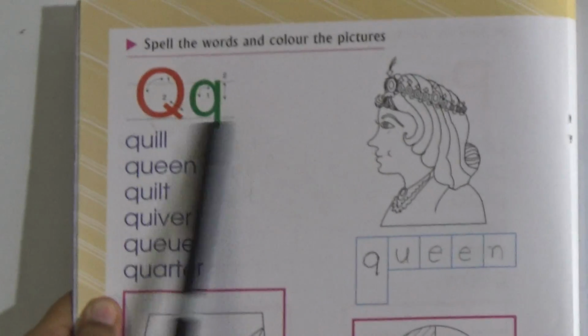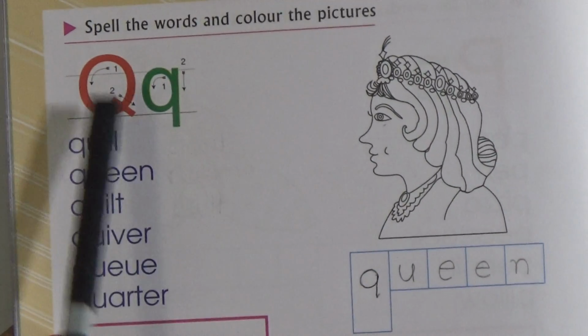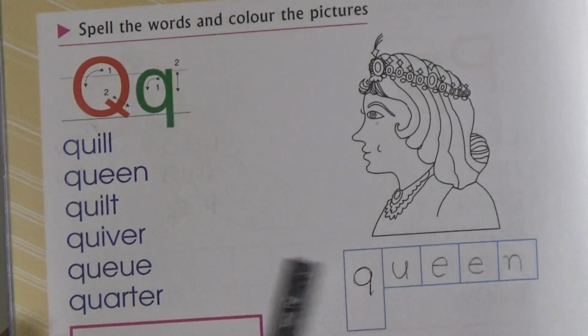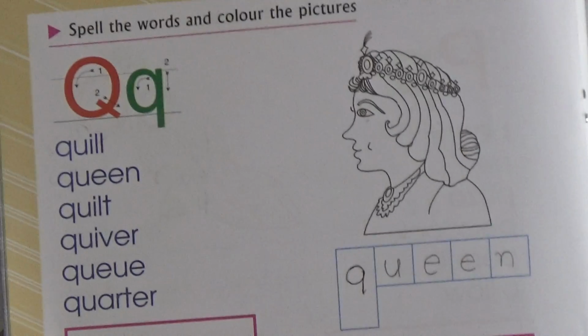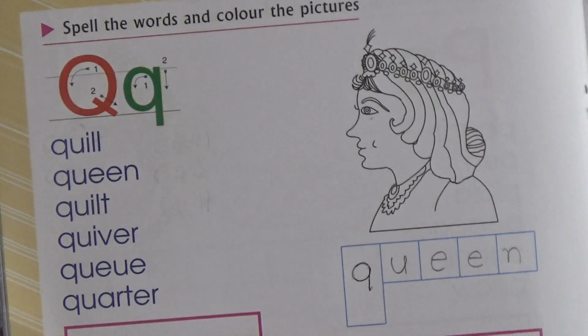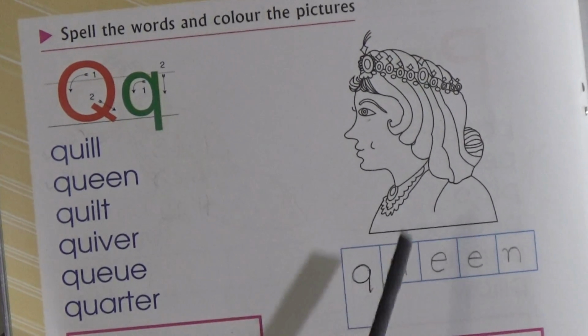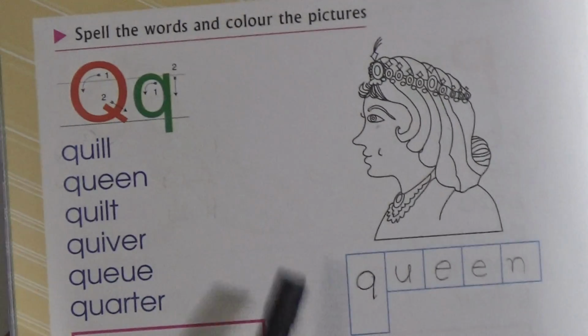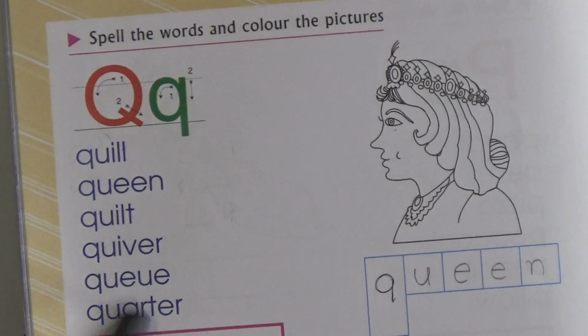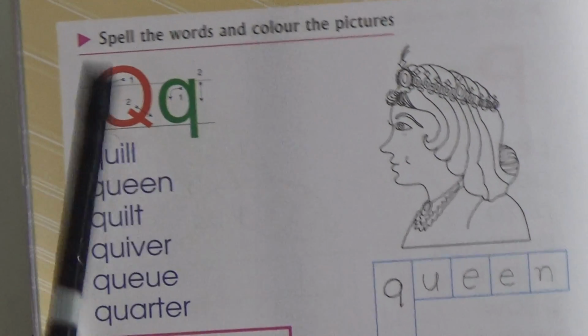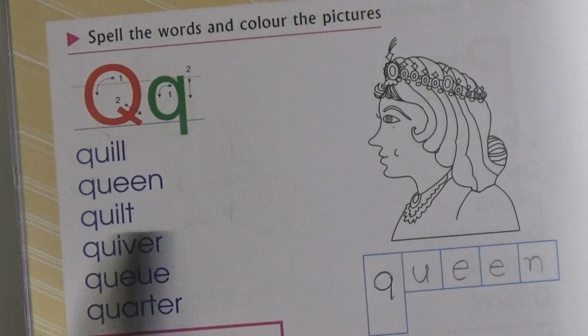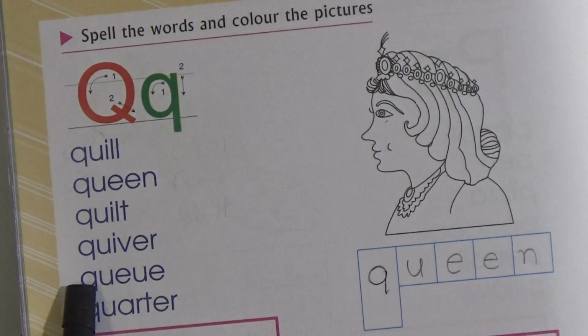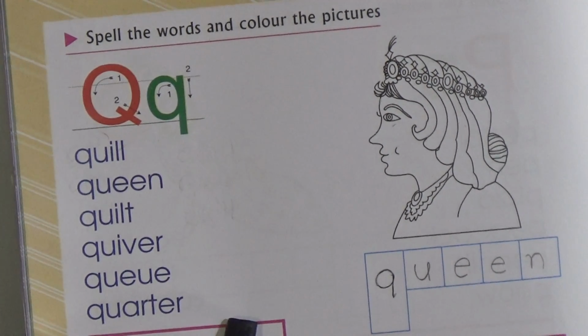At first, page number is 20. Here we just see Q. There are some words here, and three pictures are given here, and under the picture we have to write the name of the pictures. Okay, so Q, some words are given here. What are they? Quill, queen, quilt, quiver, quarter.